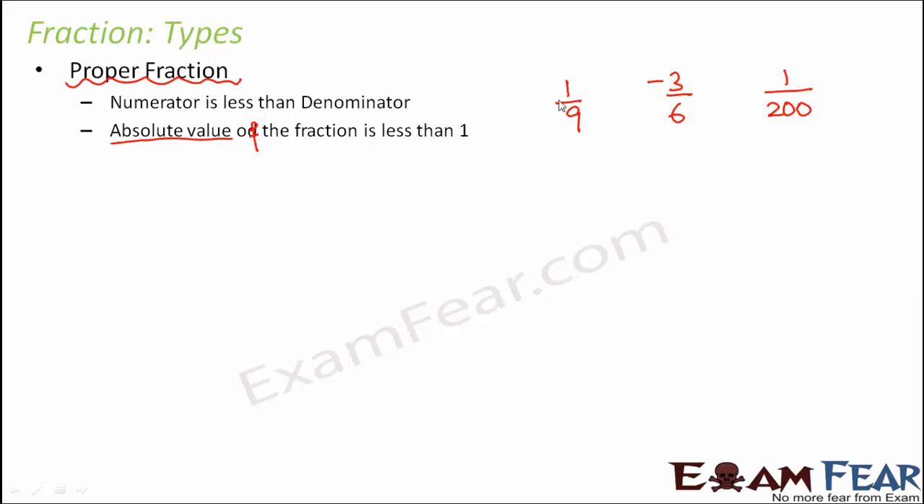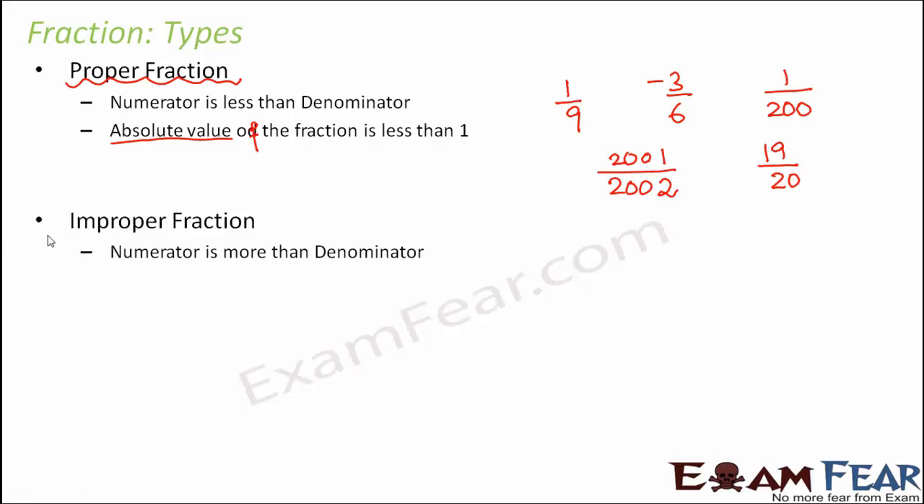So in proper fraction, we see that absolute value is always less than 1. That means when you actually look at the value of 1 by 9, you would see that this value is less than 1. You take any example, let's say 2001 divided by 2002. This is also a proper fraction because the numerator is lesser. But when you actually divide and see what is the value, you would see that this is lesser than 1. You talk about 19 by 20. Here also this is a proper fraction and the value of this fraction is less than 1.